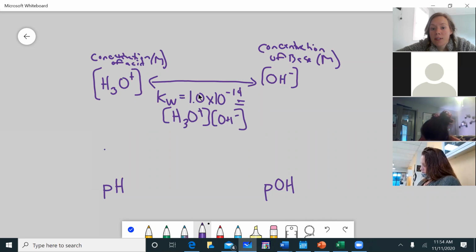So this is a really nifty equation because, well, I know what this is. Most of the time, I will be given one of these. I'll give you the acidic thing, and I want to know the basic concentration, or I'll give you the basic concentration, and I want to know the acidic concentration.